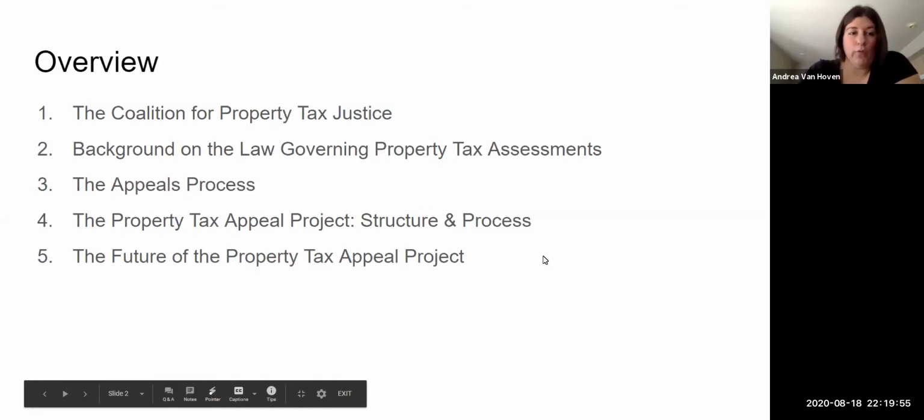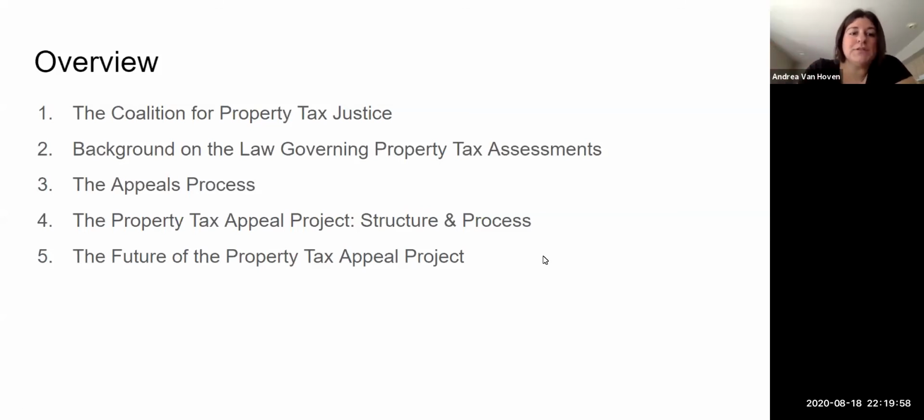So just a little bit of an overview. This is going to be our roadmap for where we're going to go today. We're really going to talk about 5 main bullet points. Number 1, like it sounds like you've been speaking about between today and yesterday, the Coalition for Property Tax Justice. And then the background, we're going to give you an educational background on the law governing these property tax assessments, because in order to really understand the work that PTAP does, that's the acronym we use for the organization.